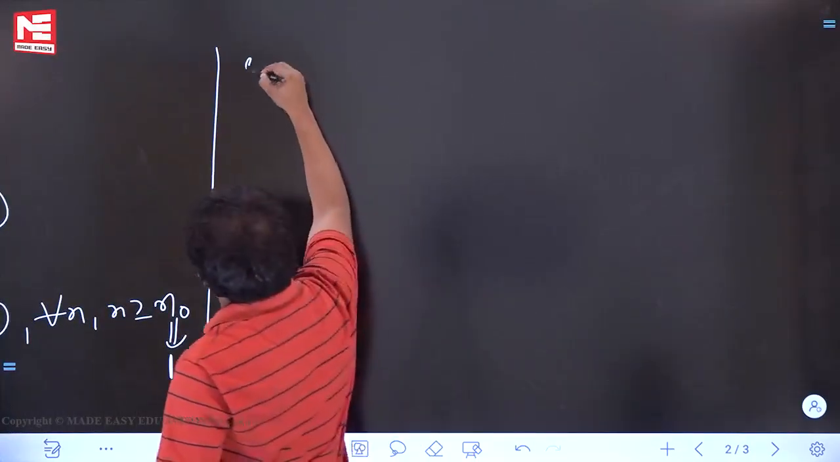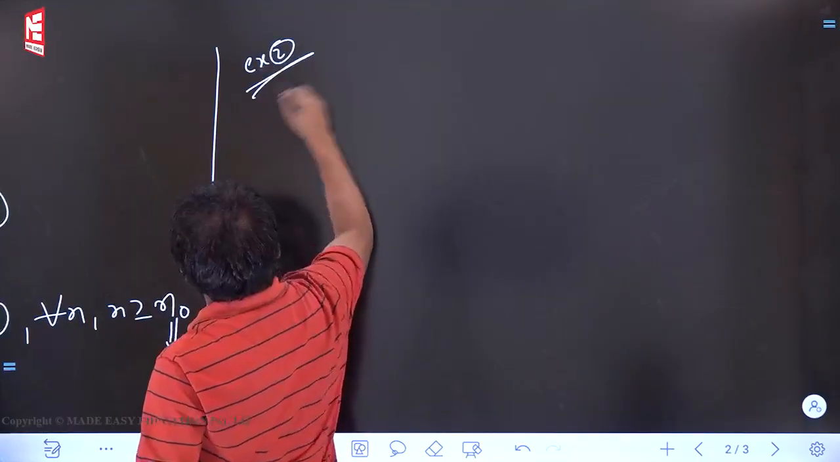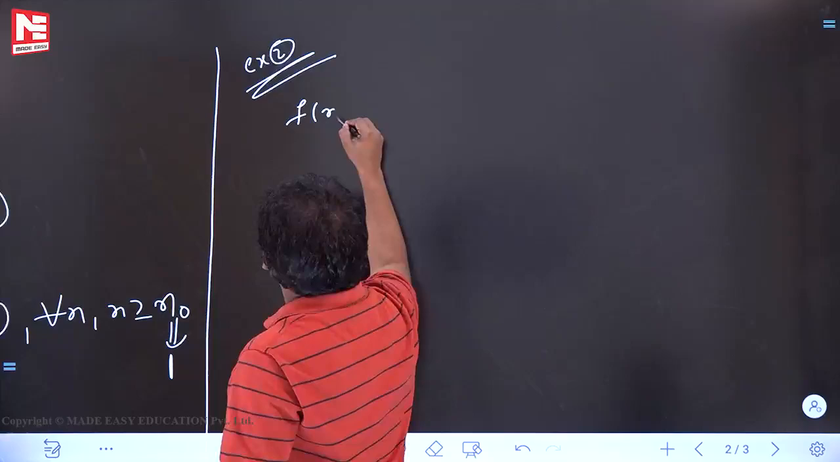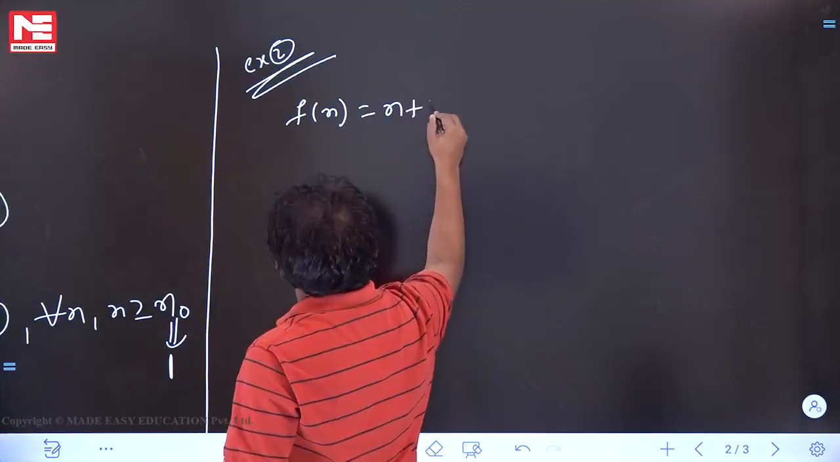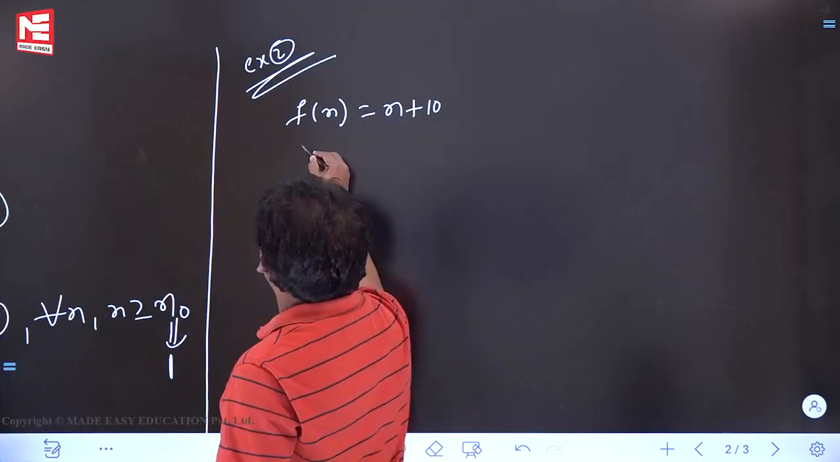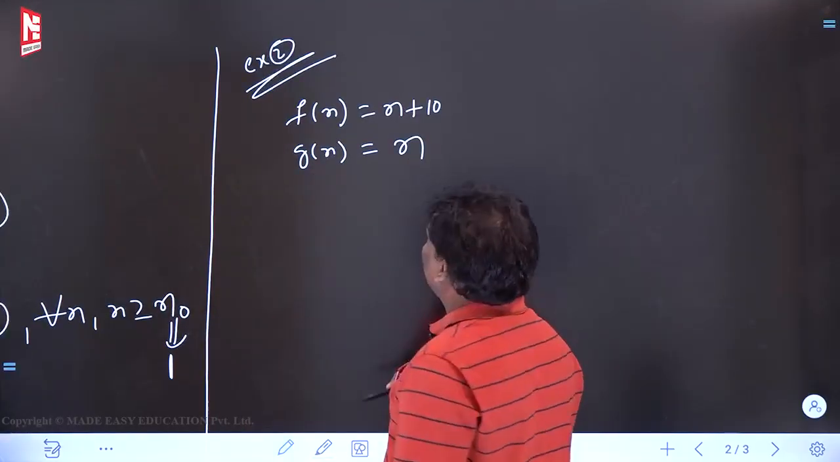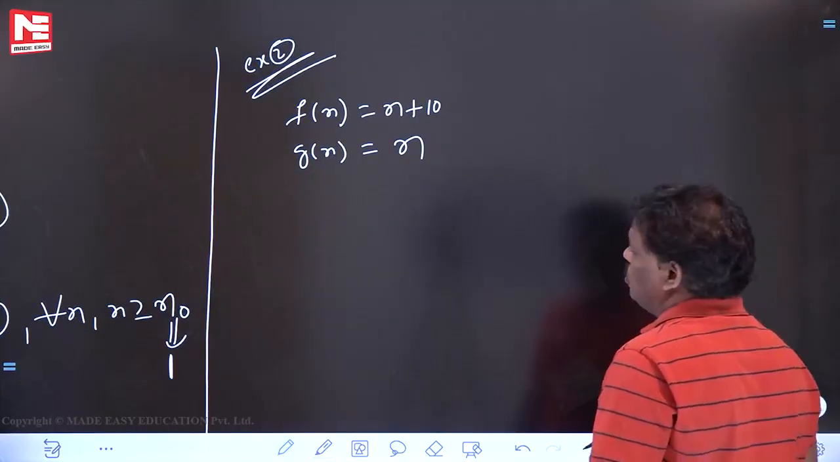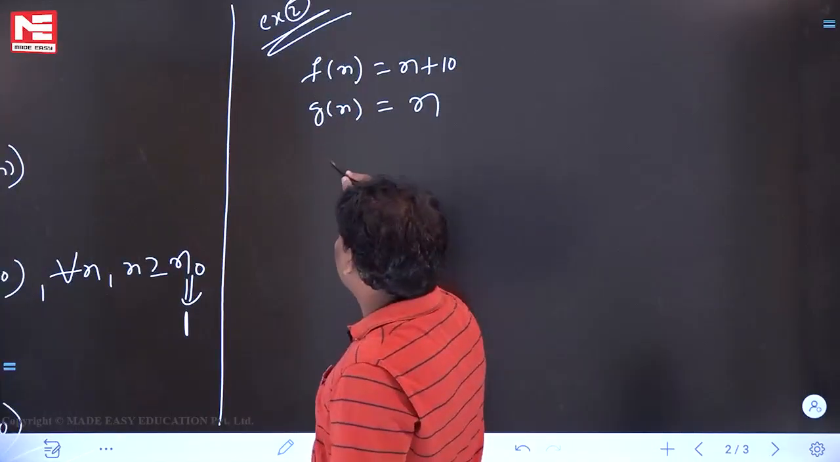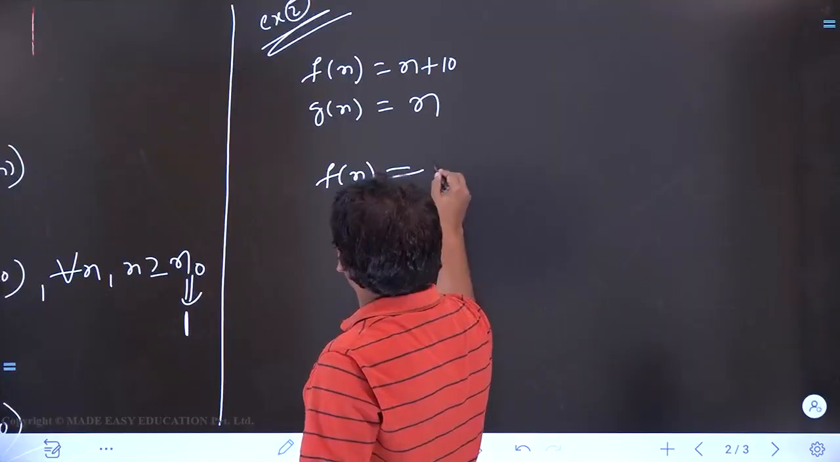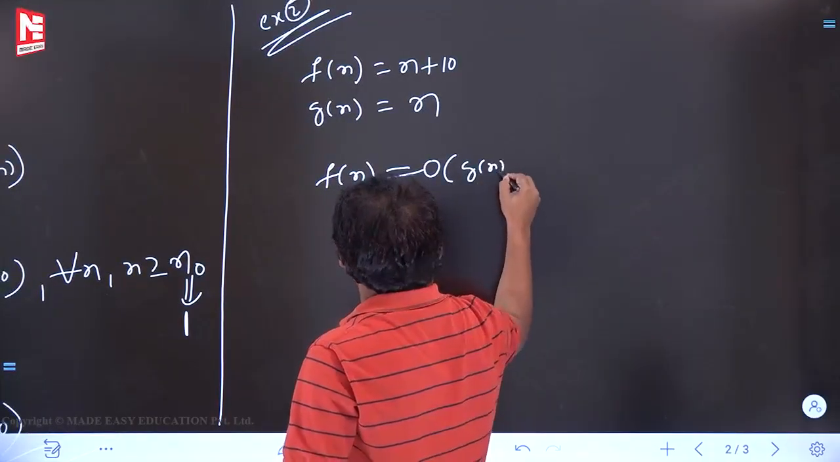Example 2. See this also, you will get more clarity. f of n is equal to n plus 10. Mostly you will get the clarity here. g of n is equal to n. Now, I want to prove like this one: I want to prove f of n is equal to big O of g of n.